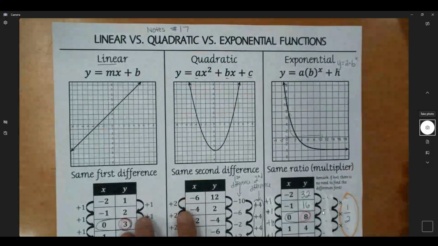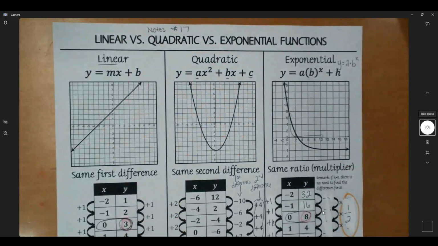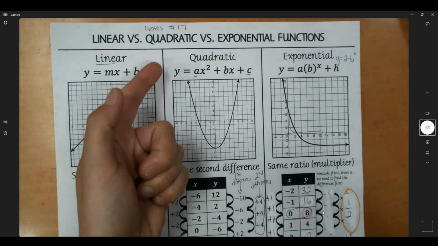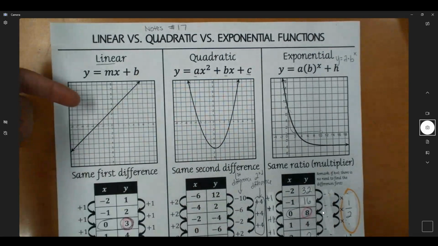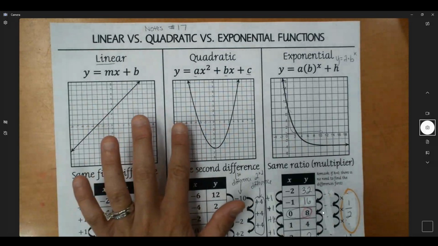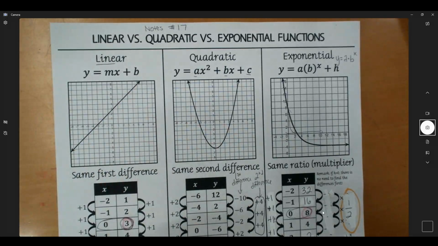All right, this is Unit 3, Notes number 17, telling the difference between linear, exponential, and quadratic. You have already done linear and exponential. Quadratic is the new one. So first of all, we've got our graphs. A line can go up. That's a positive slope. Go down would be a negative slope. It can go this way and this way as well.